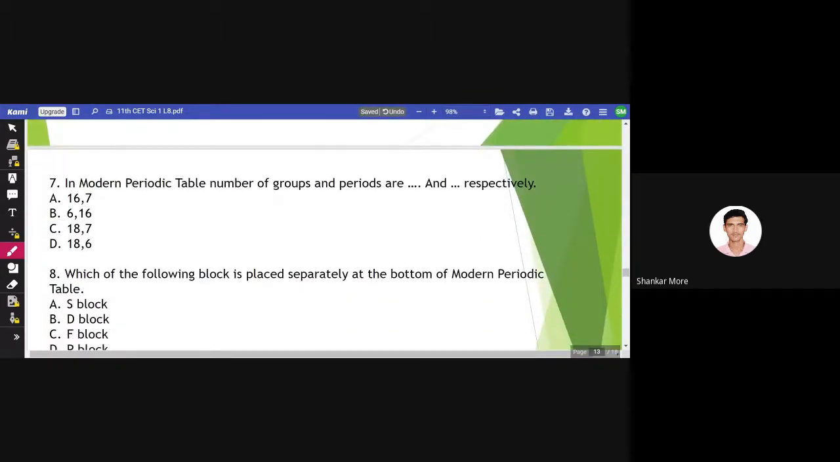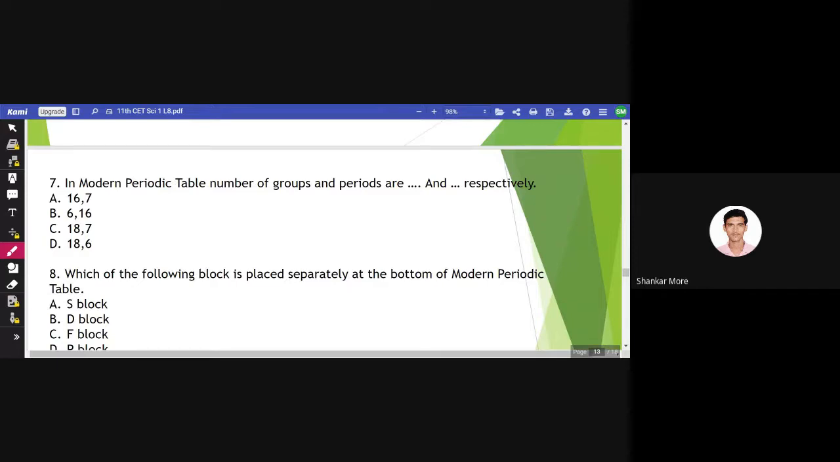Next one. In the modern periodic table, number of groups and periods are, so students will do one thing. We'll put the modern periodic table in front of our eyes and then we can give the answers. It will be very helpful for you to understand the concepts if you have any doubt. So first of all, read the question. Seventh question, read it. In the modern periodic table, number of groups and number of periods are dash dash and dash dash respectively.